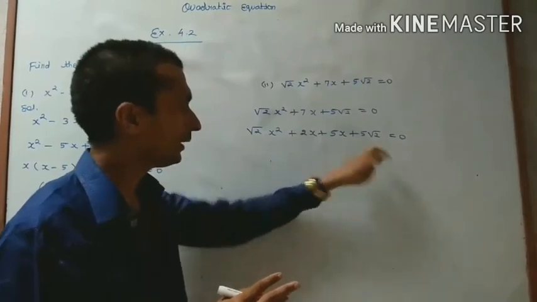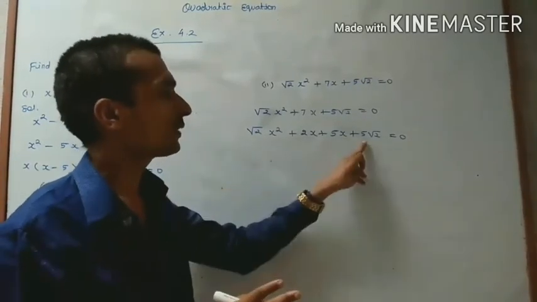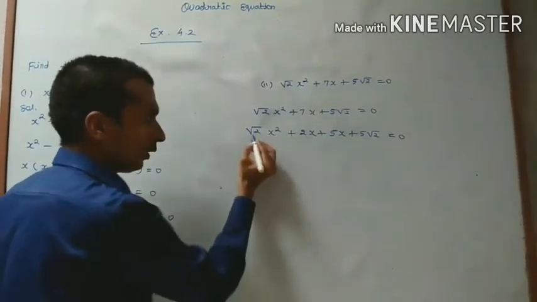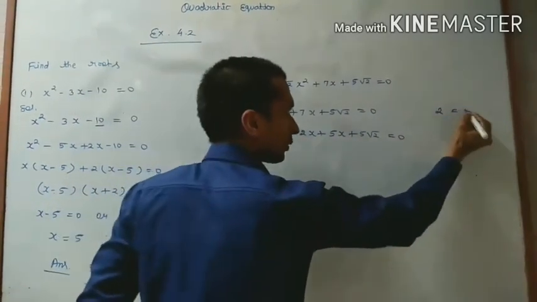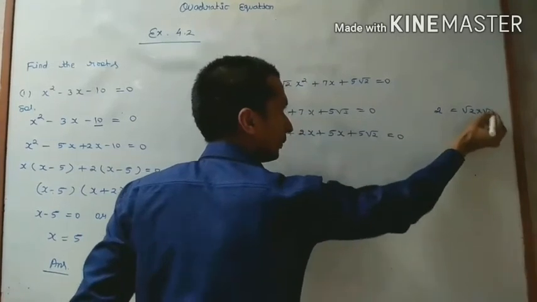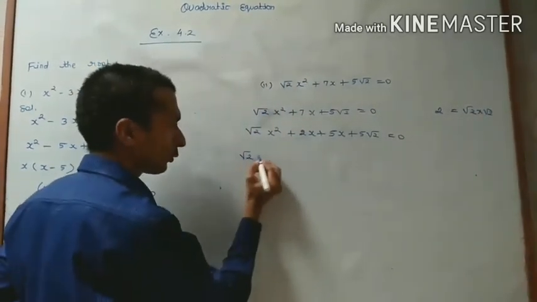How will we get 10? Root 2 into root 2 is 2, and 2 × 5 is 10. Next step, common. So here it is 2. So 2 can be written as root 2 into root 2. So root 2 common, root 2 x common.